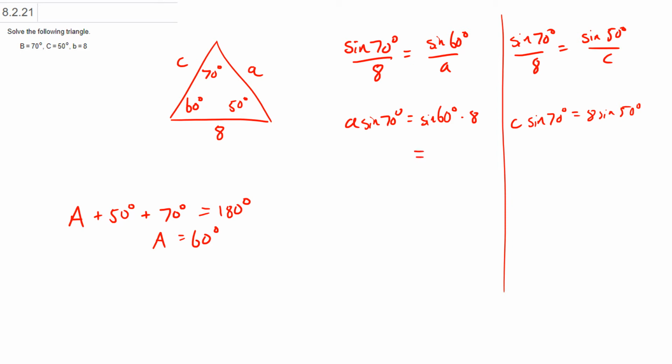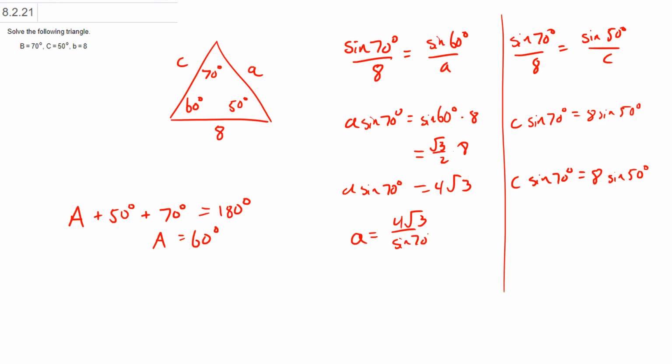Notice that the sine of 60 degrees, as we saw in an earlier problem, is root 3 over 2. If I multiply that by 8, I get 4 root 3. Okay, and now on both sides, we're going to divide by the sine of 70 degrees, because that will isolate the unknown length, and we'll get a is equal to 4 root 3 over the sine of 70 degrees, and c is equal to 8 times the sine of 50 degrees over the sine of 70 degrees.